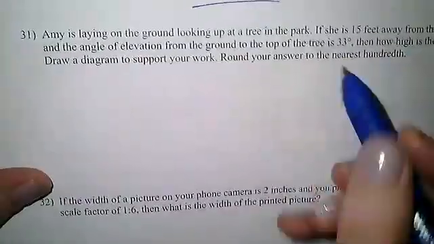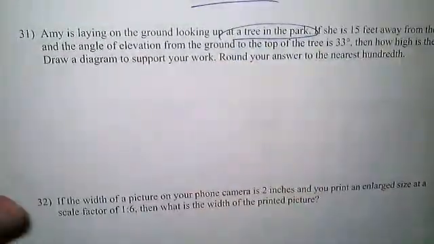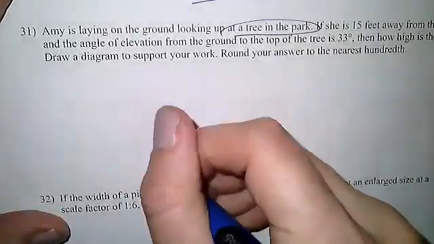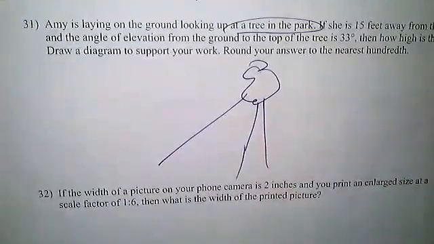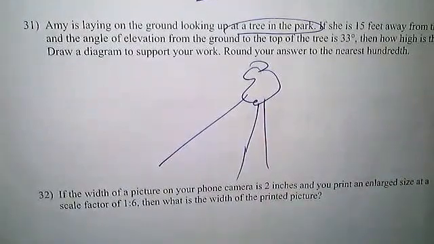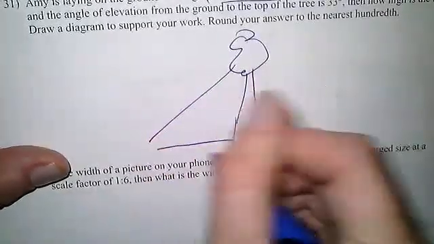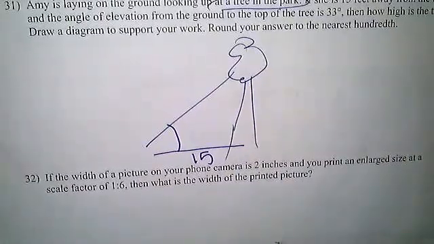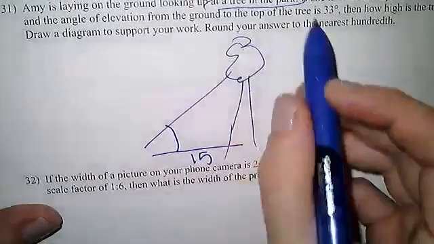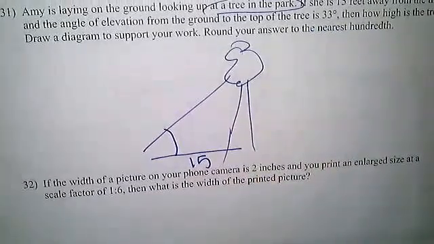Amy's lying on the ground looking up at a tree in the park. Cool, I love looking at trees. So Amy's here, she's lying down. There's a tree in the park. She's 15 feet away from the tree. And the angle of elevation from the ground is 33.